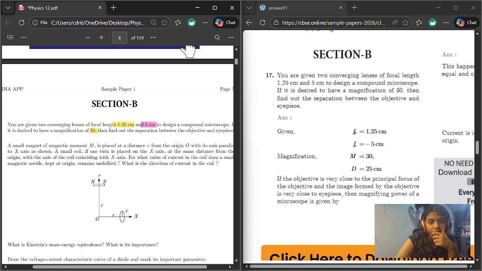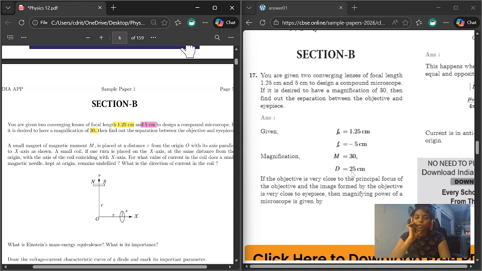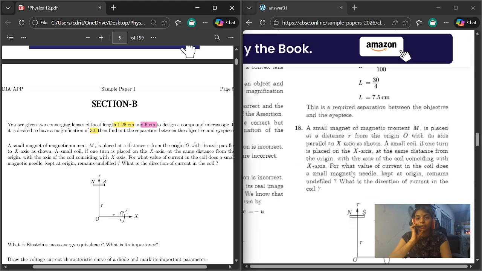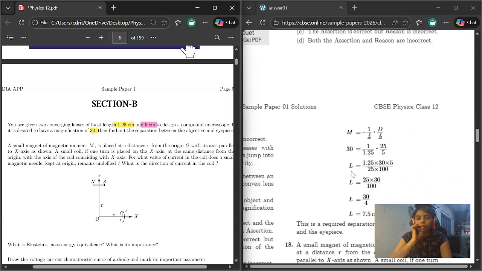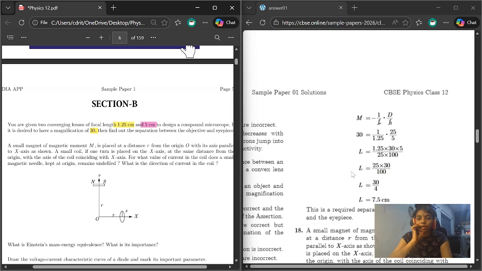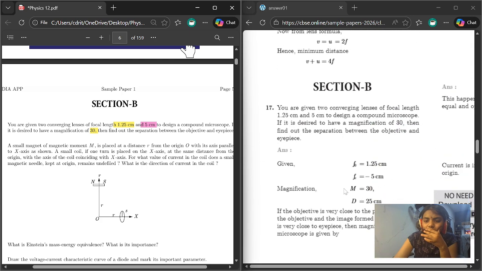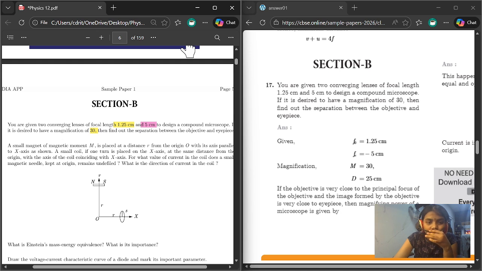Then D is equal to 25 centimeter. If the object is very close to the principal focus of the objective and the image formed by the objective is very close to the eyepiece, then the magnification of the microscope is given by m equals 1 by f naught into D divided by f e. 30 is equal to 1 by 1.25 into 25 divided by 5. I think there is a formula for diopter. They didn't give the formula for diopter here.